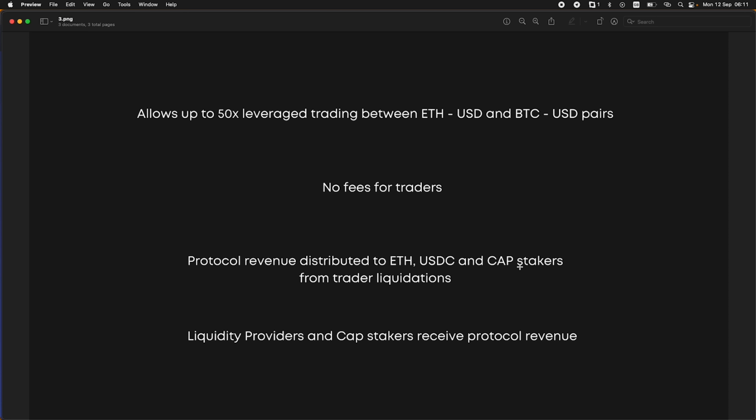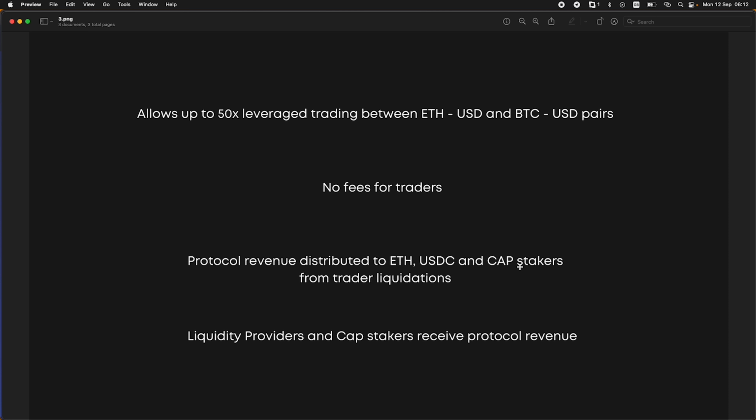So it allows leverage trading up to 50x between ETH-USD and Bitcoin-USD pairs. So I don't mess with leverage. It's basically you're just borrowing money to either long or short the asset, which amplifies gains and losses. And for me, that's too risky, so it's not part of my strategy for incoming. So yeah, I'm not taking part in that side.